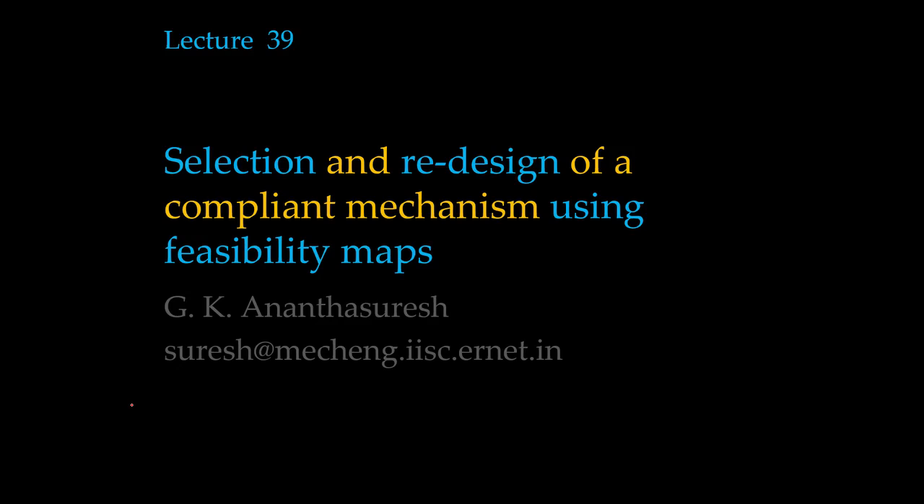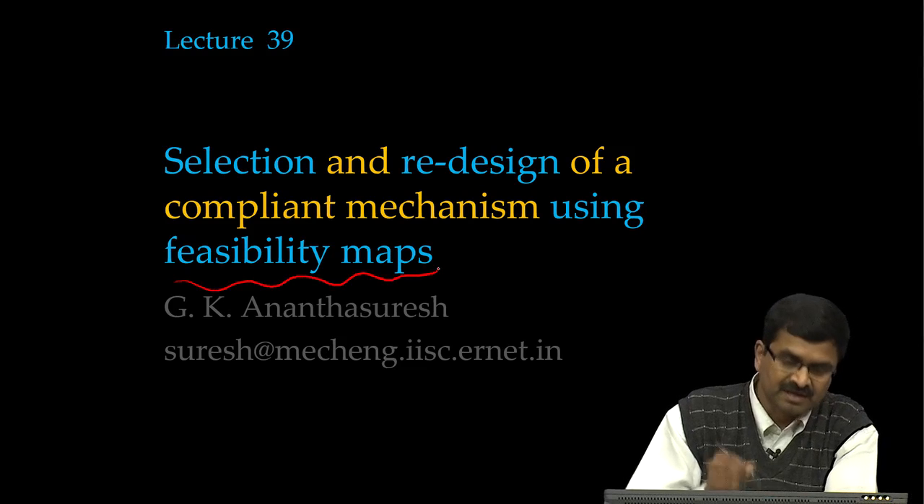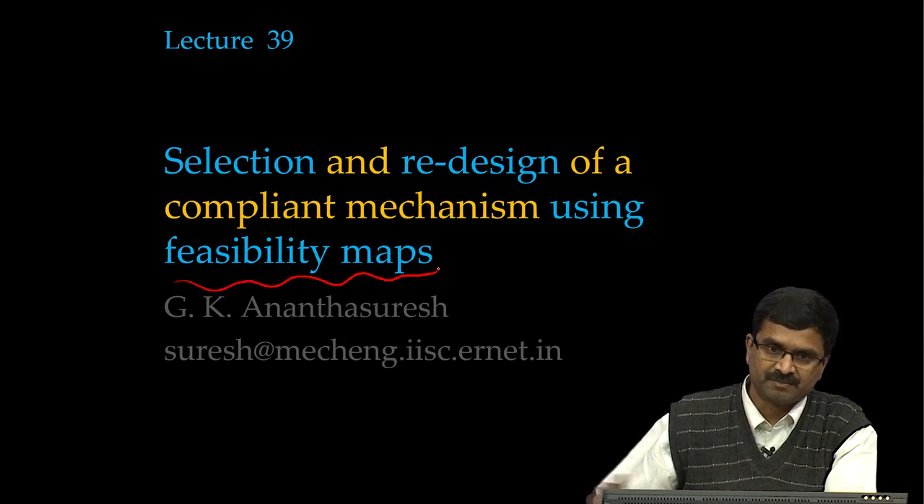Right. Today these two ideas will combine together to create what we can call a selection map technique for designing compliant mechanisms. So, let us look at how we do it. So, beginning with the selection and redesign. So, here the keywords are selection, redesign of a compliant mechanism. Not only we can select a compliant mechanism from database, but we can also redesign as per the user specifications, which is captured here with the help of the feasibility maps.